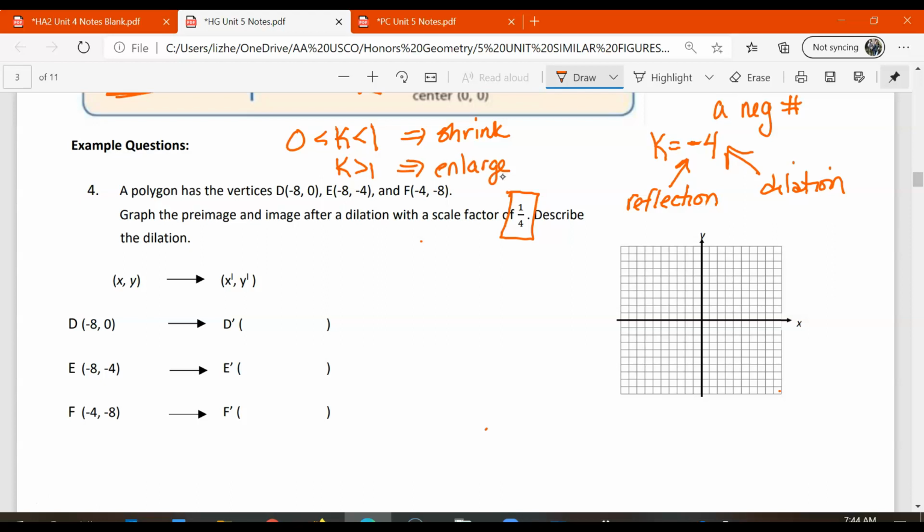So in this case, this is our image. Remember, over here's the pre-image. What we start with is the pre-image, and what we end with is the image. And so the image is going to get smaller if I multiply by 1/4. Whereas the image will get bigger if I multiply by a number greater than 1. All right, so in this case, every number gets multiplied by 1/4. But before we do that, let's first graph D, E, and F. So D is -8, 0.